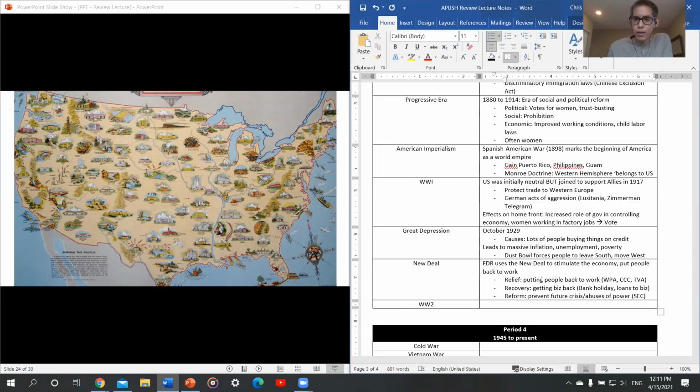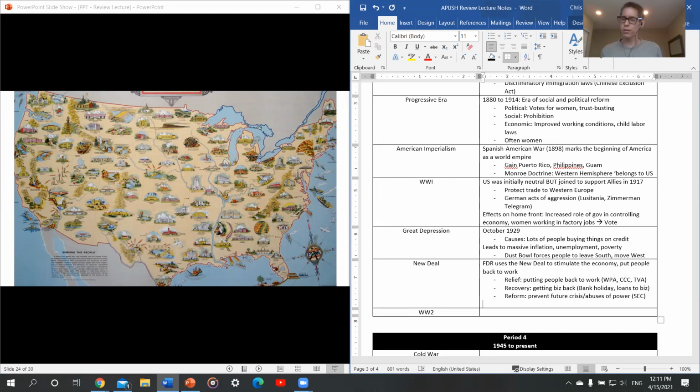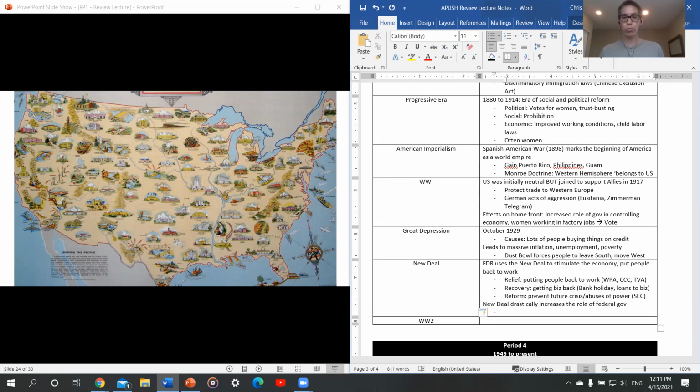So you should know some specific New Deal programs, just memorize a handful of them, three or four of them. But you should also know that the New Deal drastically increases the role of the federal government in people's lives, because now the federal government is actively in charge of creating jobs. This is an idea of deficit spending. It's also sometimes called Keynesian economics, the idea that the federal government should spend money they don't have, build up a temporary deficit in order to stimulate the economy.